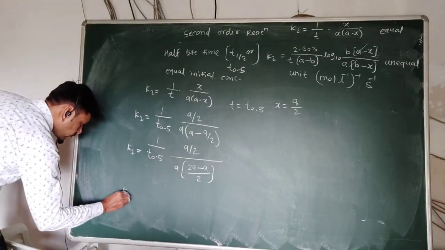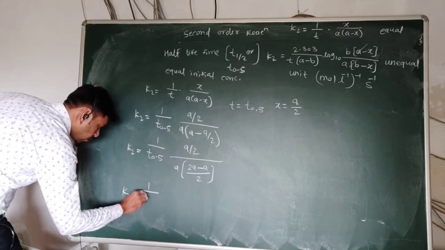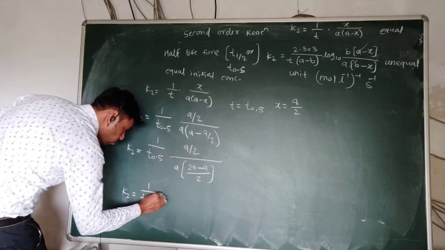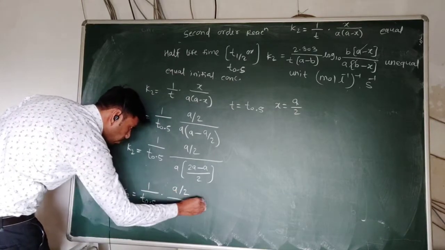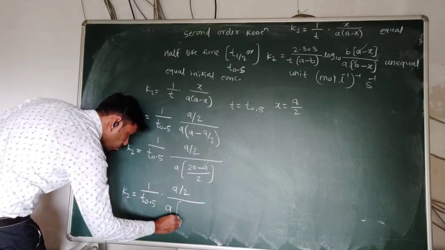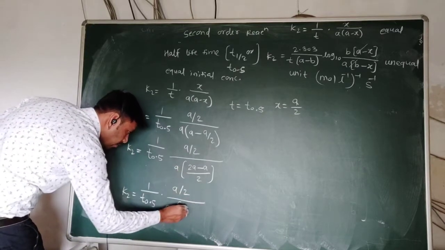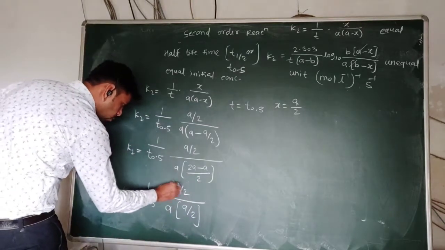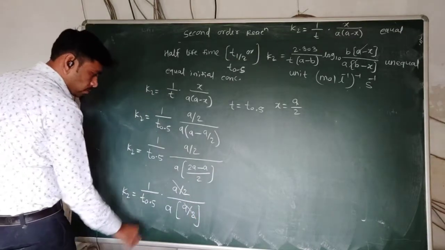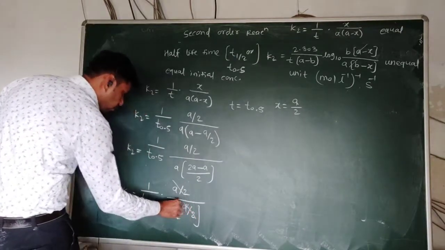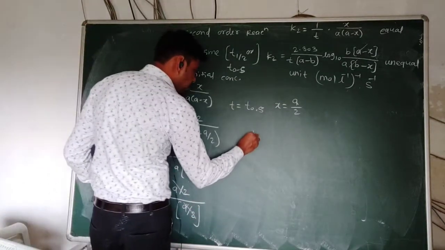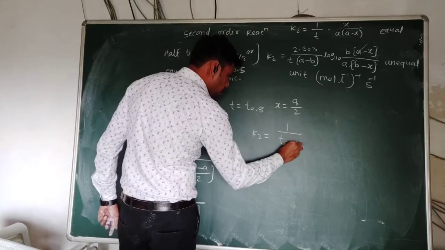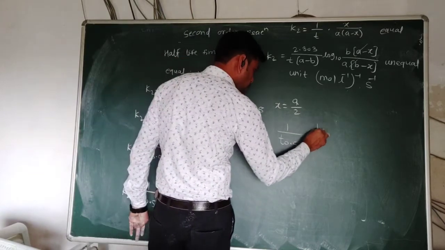So k2 equal to 1 upon t 0.5 into a by 2 upon a into 2a minus a, that is a by 2, a by 2. So a by 2 gets cancelled here, a by 2 gets cancelled. When a by 2 gets cancelled, then the equation becomes k2 equal to 1 upon t 0.5 into 1 upon a.